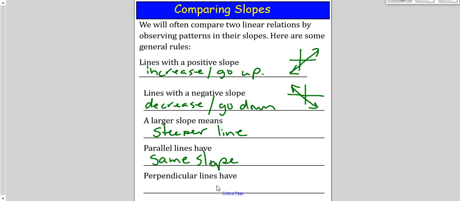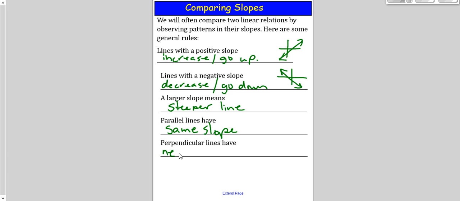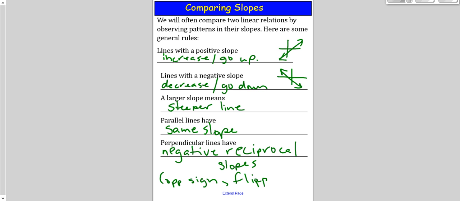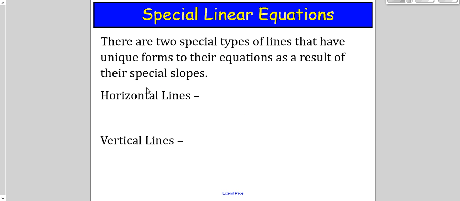And perpendicular lines have what we call negative reciprocal slopes. In other words, they're opposite sign. So one's positive, one's negative. Opposite sign and flipped. That's what the reciprocal part means. Okay? So opposite sign and flipped. All right. So now that we know a whole bunch about slopes, let's continue on.